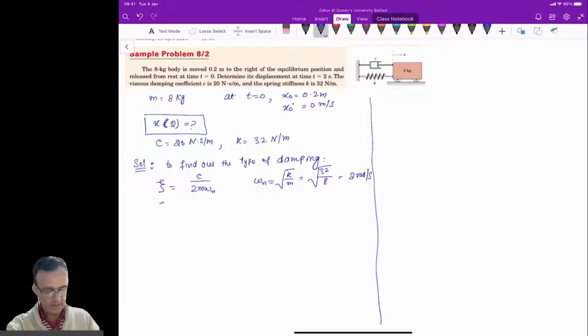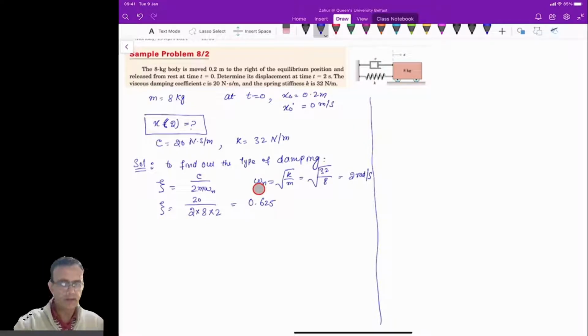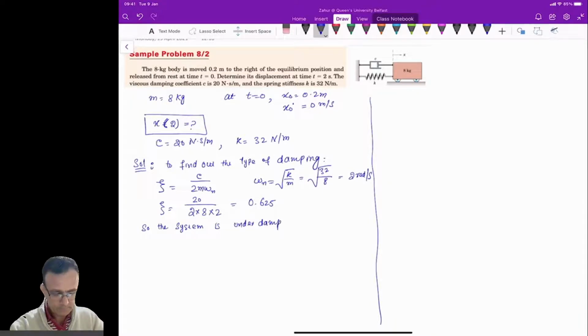So now you can calculate zeta. So c is given, which is 20, divided by 2 into 8 into omega n, which is 2. So from here you can calculate zeta, which becomes equal to 0.625. This means that the system is an under damped system.